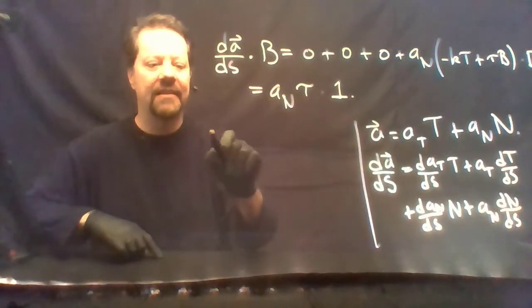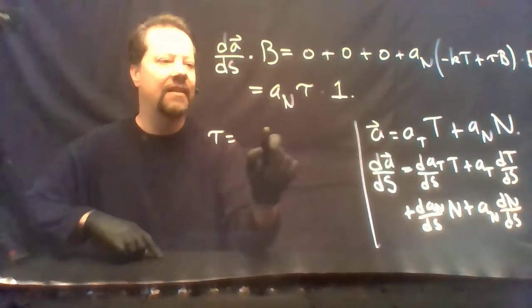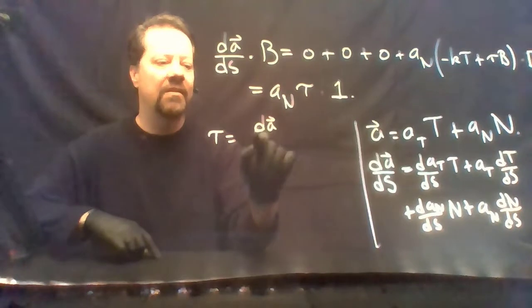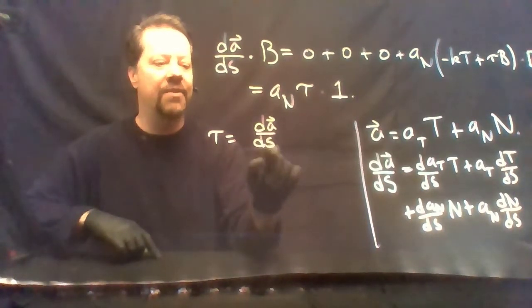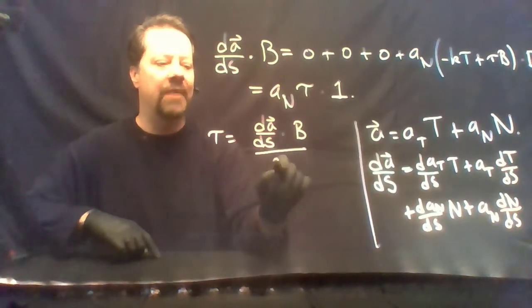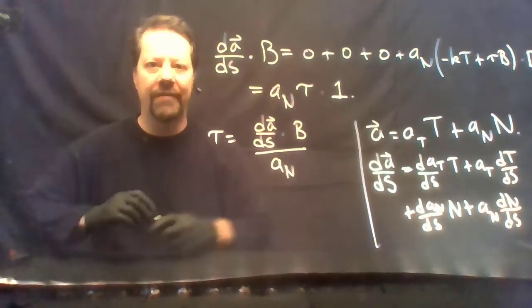We have then the torsion is the derivative of acceleration with respect to arc length dotted with the binormal, divided by the normal component of acceleration.